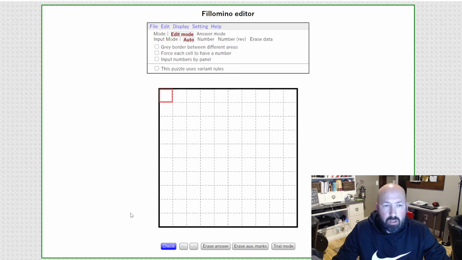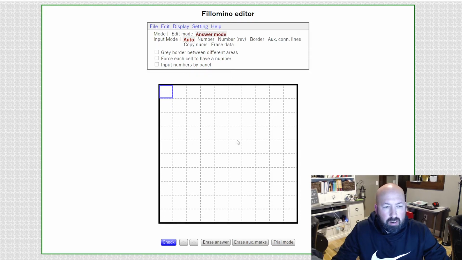All right, today we are doing fillomino. As the name implies, you are filling the grid with polyominoes. Polyominoes just means basically areas that are connected orthogonally. A basic one would be a domino, like this. This would be a domino.